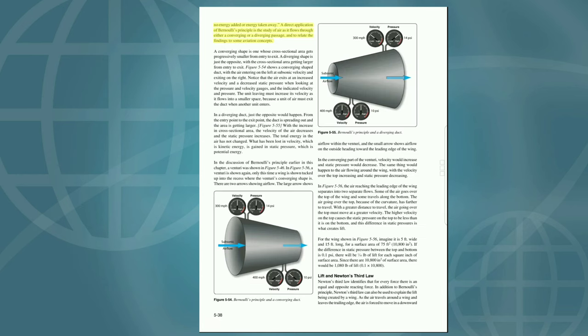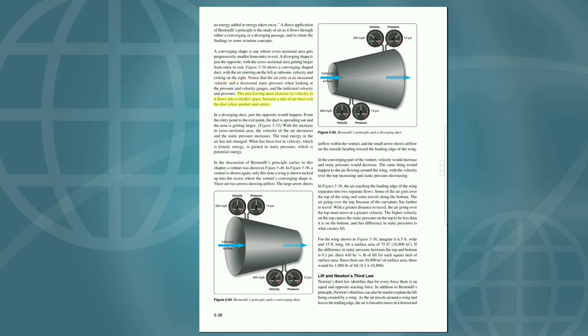A direct application of Bernoulli's principle is the study of air as it flows through either a converging or a diverging passage, and to relate the findings to some aviation concepts. A converging shape is one whose cross-sectional area gets progressively smaller from entry to exit. A diverging shape is just the opposite, with the cross-sectional area getting larger from entry to exit. Figure 5-54 shows a converging shape duct, with the air entering on the left at subsonic velocity and exiting on the right. Notice that the air exits at an increased velocity and a decreased static pressure when looking at the pressure and velocity gauges and the indicated velocity and pressure.